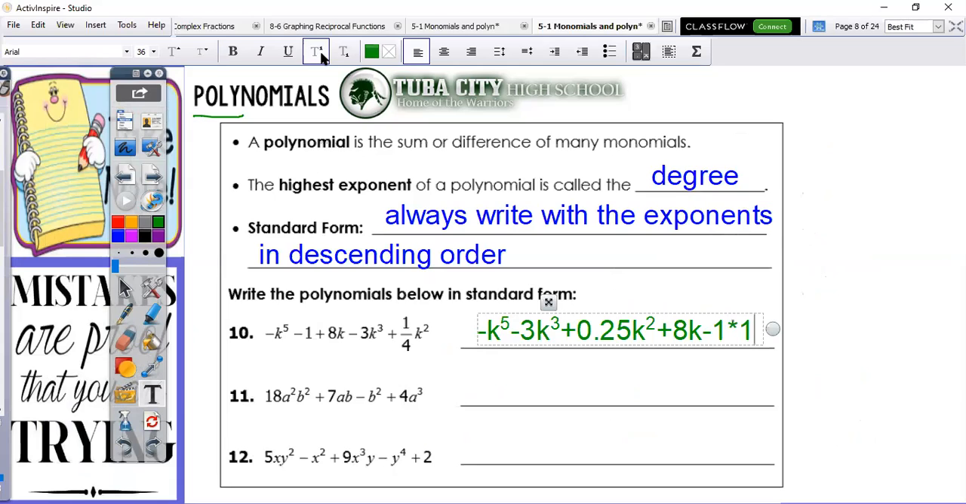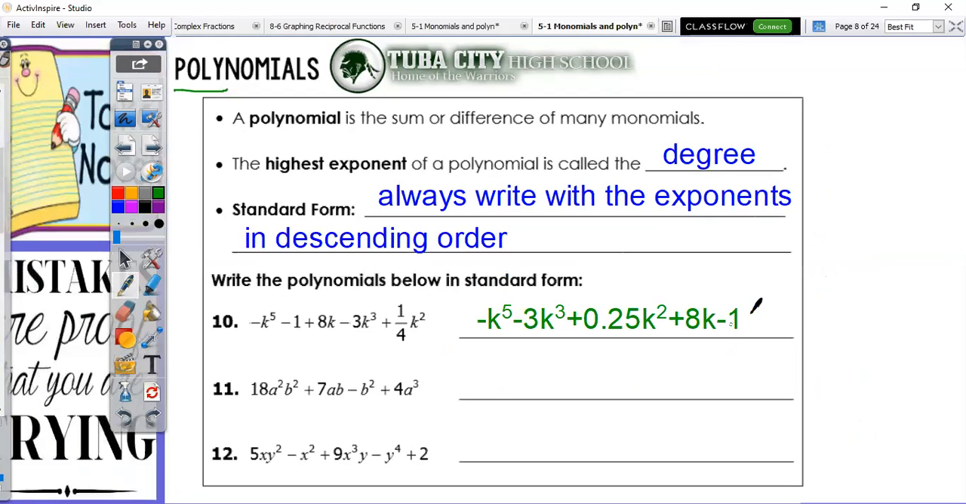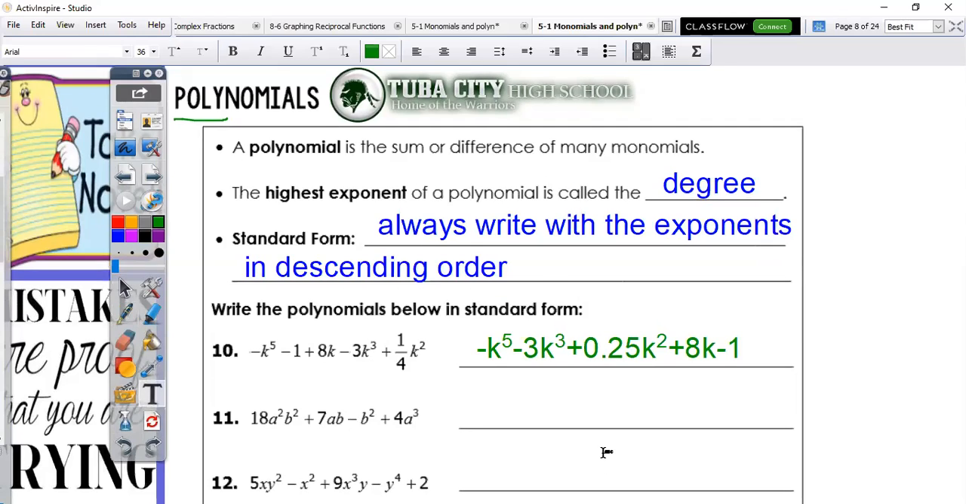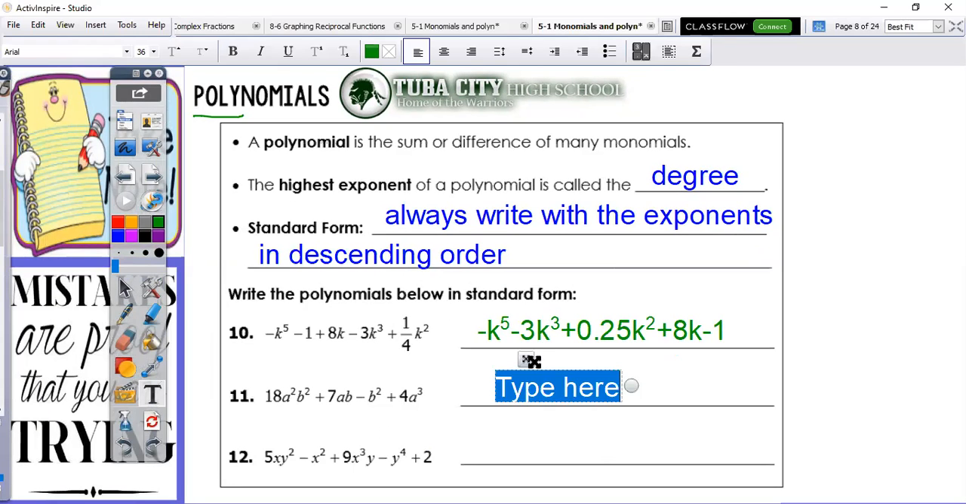Times 1. 1 times 1, by the identity property, means that it's just going to be the same number. 1 times 1 is, well, 1. Or in this case, -1 times 1 power is 1. Okay, whew. So there we go. That's in descending order, so going down in power. So let's go ahead and start with the highest power of this one.